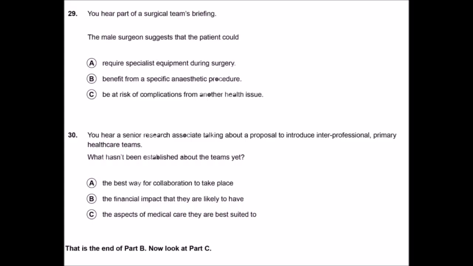That is the end of Part B. Now look at Part C.